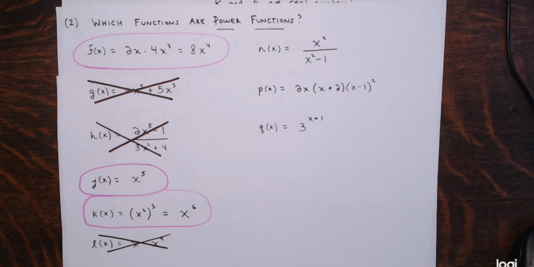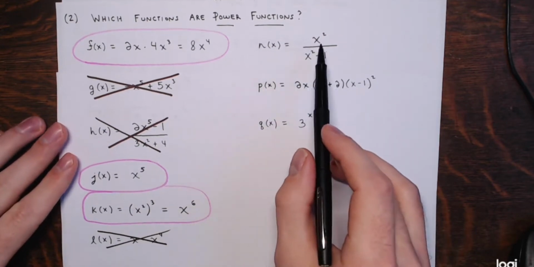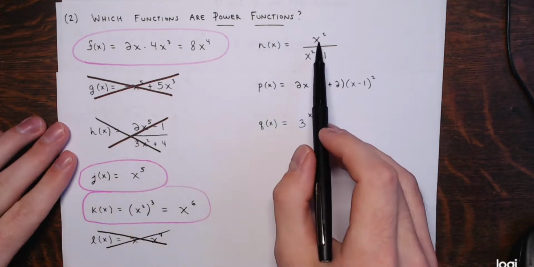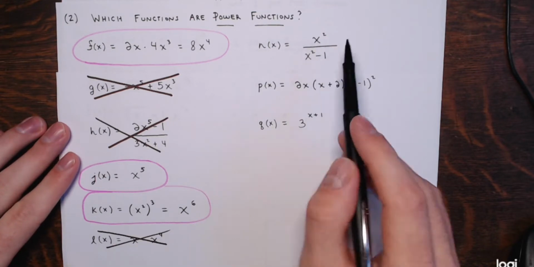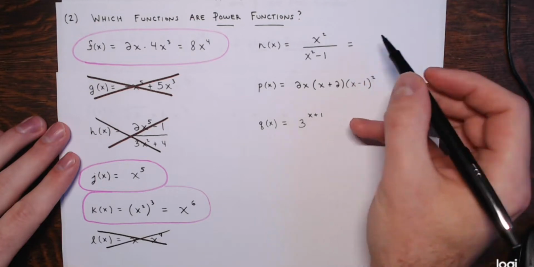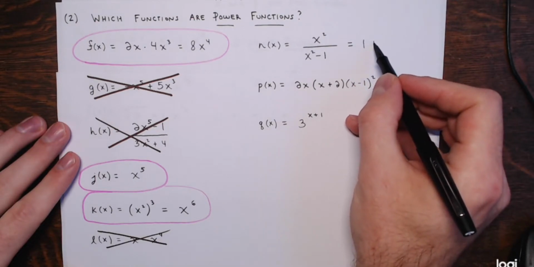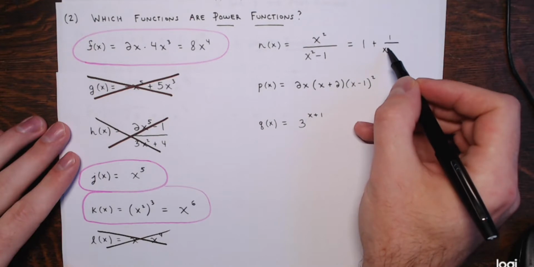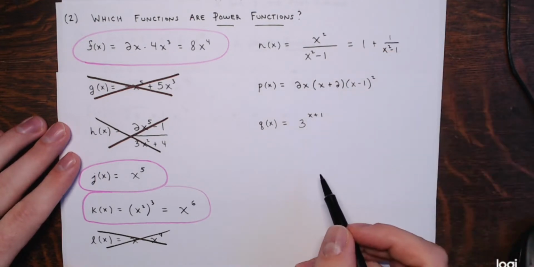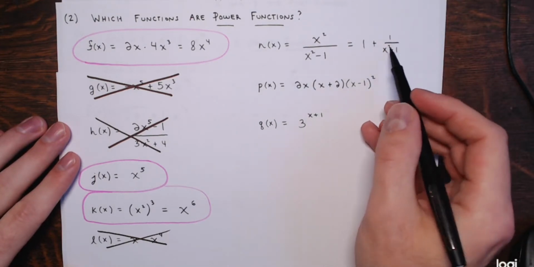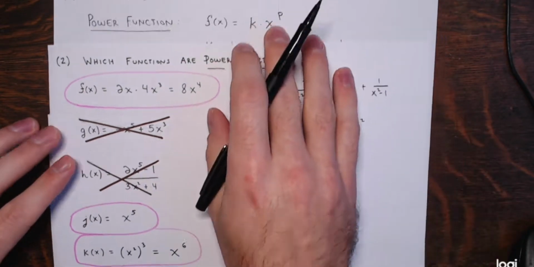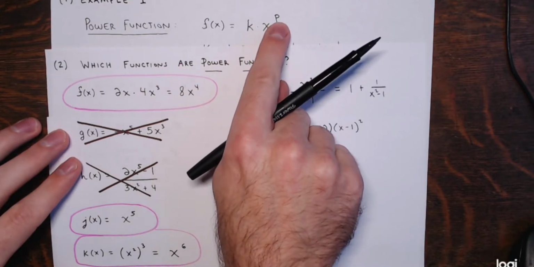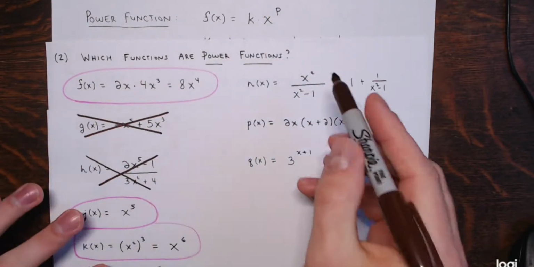Okay, the next one. This is kind of like the h of x earlier. You've got x squared divided by x squared minus 1. Again, you could divide these. If you were to do some division, this would be 1 plus 1 over x squared minus 1. If you did polynomial division, you'd get a quotient plus remainder over divisor. But still, there's no way I can write this as just a number times the variable to a power. So this is not a power function.